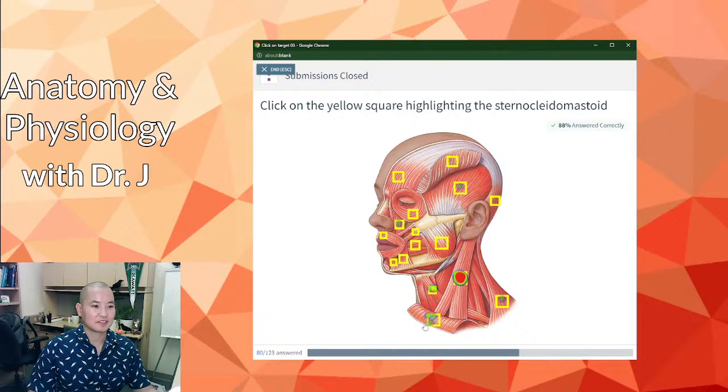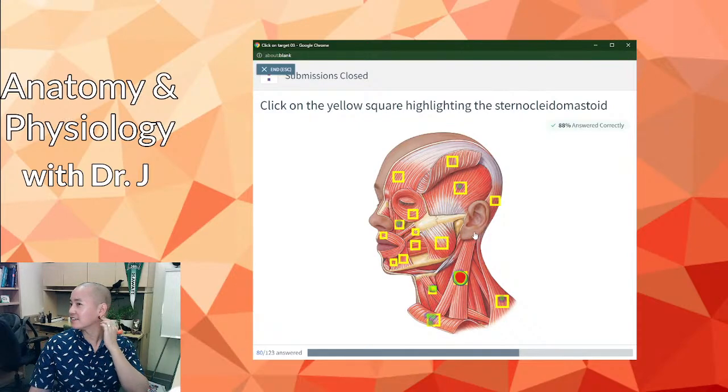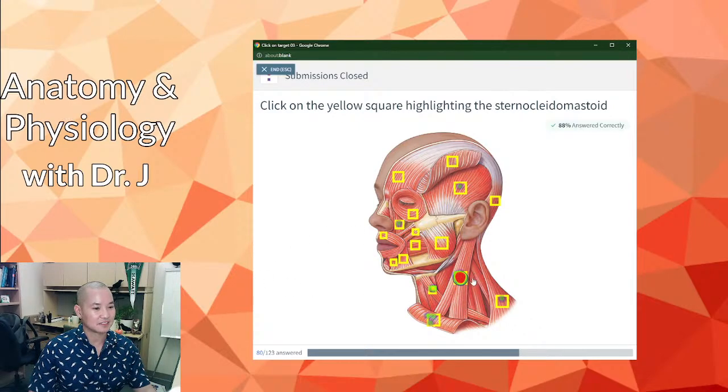You have the sternum, you have your cleido, which is the root word meaning clavicle, and the mastoid process of your temporal bones. So it reaches all the way to that mastoid process. You can feel it in the back of your ear, and this is where the sternocleidomastoid connects. So all three of those areas.